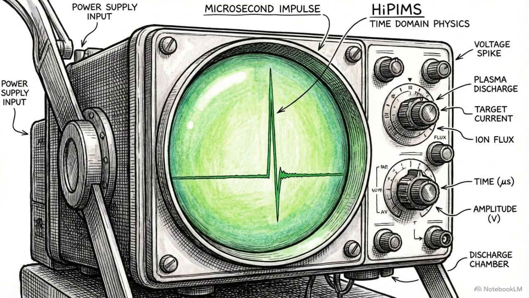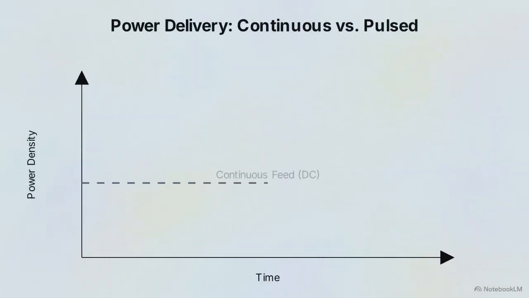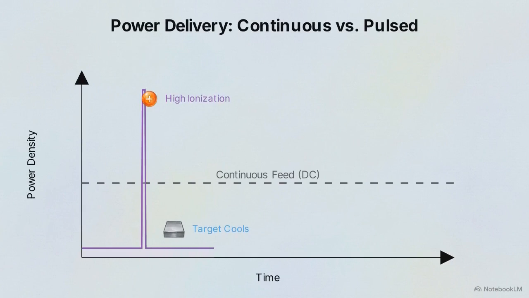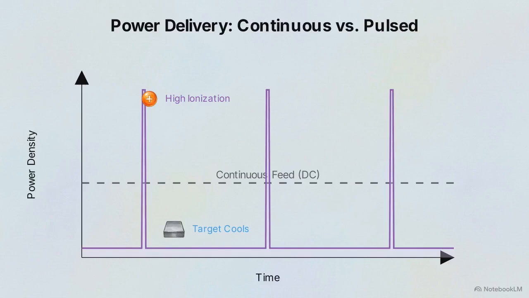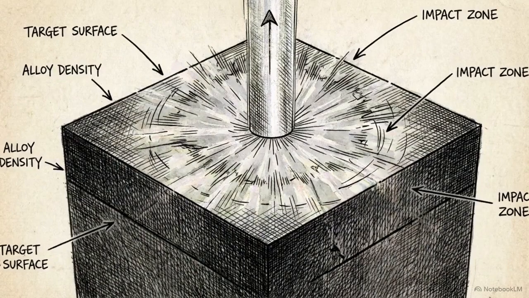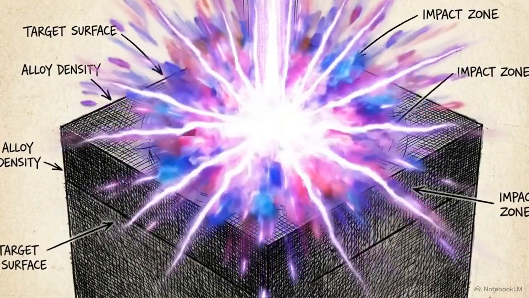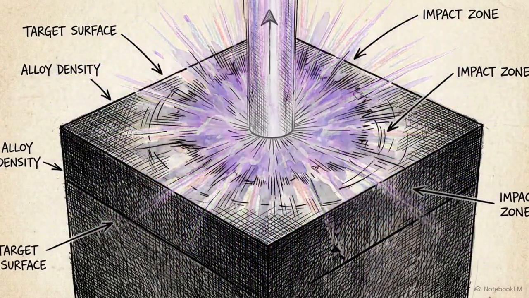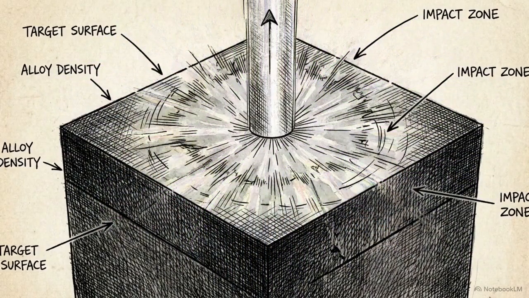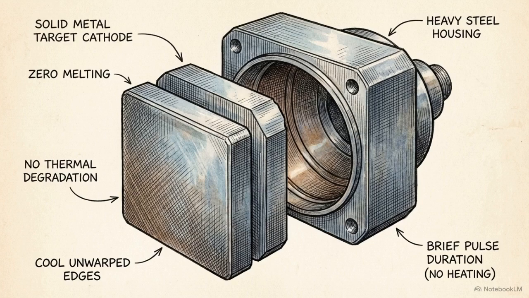Beyond spatial magnetic confinement, engineers manipulate plasma physics in the time domain through high-power impulse magnetron sputtering, or HIPIMS. Instead of supplying a continuous feed of electrical voltage, HIPIMS delivers power in massive microsecond-length electrical pulses, separated by long cooling-off times. Each intense burst generates a massively ionized plasma fraction. The energy strips electrons from nearly every sputtered atom crossing the chamber. Because the pulse is brief, the target cathode does not have time to thermally degrade or melt.